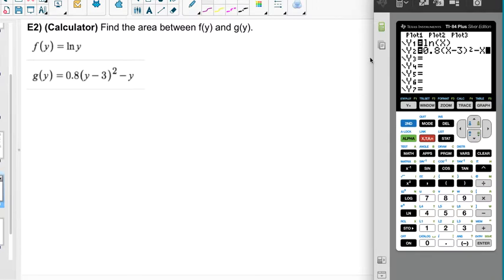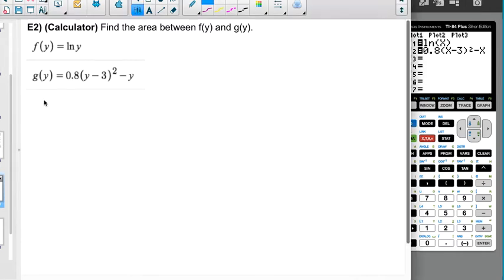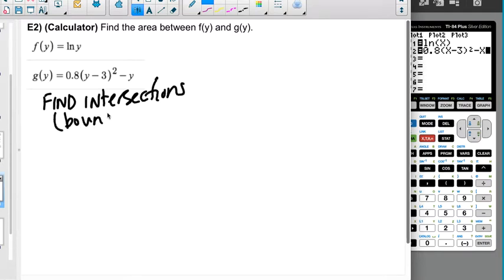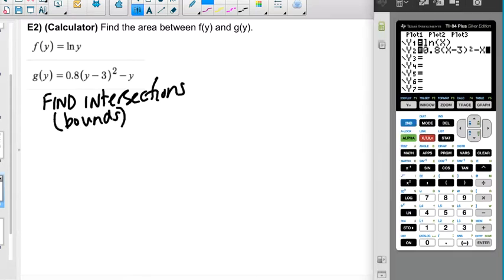So remember, x is standing in for y and y is standing in for x. So when I graph, anything I get out as an x value is actually y in the problem that I'm doing on the paper, okay? So the first thing I need to do is find the intersections, because those are my bounds. I wasn't given bounds, which means that in order to find bounds, I have to find them myself.